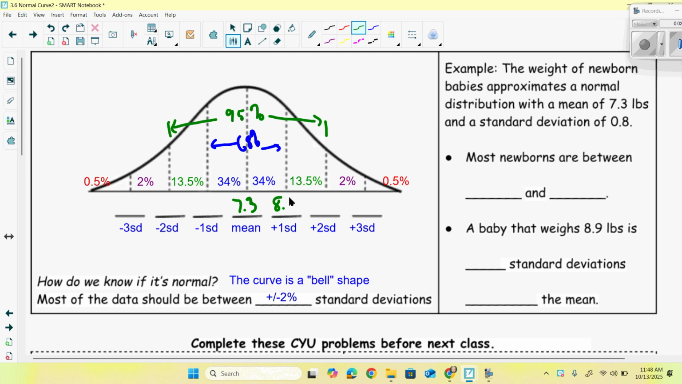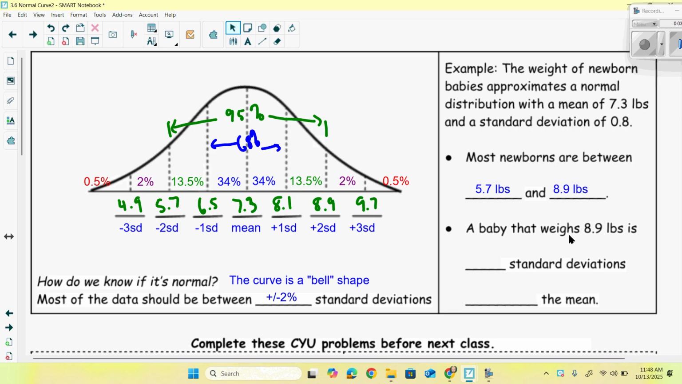If we add, we're at 8.1. If we add another, it's 8.9. Add another, 9.7 pounds. If we go down to this side, subtracting 0.8 from 7.3, 6.5, 5.7, and then 4.9 pounds. So if we talk about where most of the data lies, it lies between 5.7 and 8.9. So looking at some of these questions, most newborns are between 5.7 and 8.9 pounds.